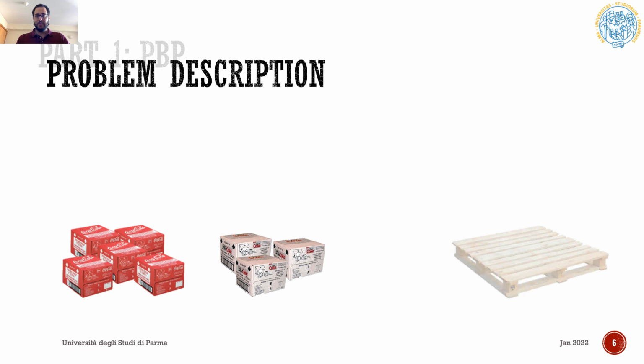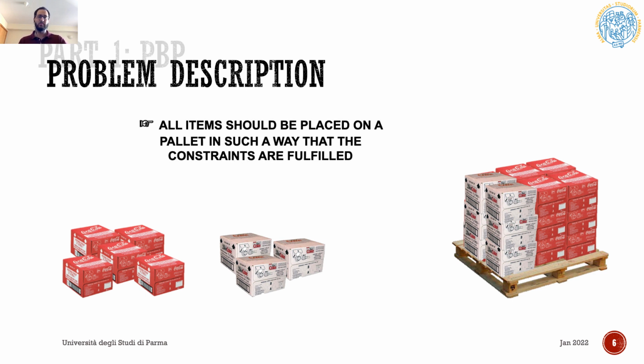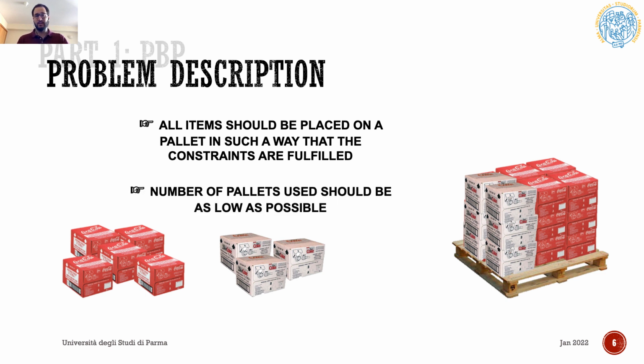And how to build a pallet? Let me give you an example. A pallet has a base and it's created by placing boxes on there until it's filled up. We also could create a pallet with different boxes in this way, for example, but which one would be the best? Good question. In most cases, we don't know the answer. However, we have the conditions to create it, which are all items should be placed on a pallet in such a way that the constraints are fulfilled and the number of pallets used should be as low as possible. So the key is to understand the constraints of the problem, right?